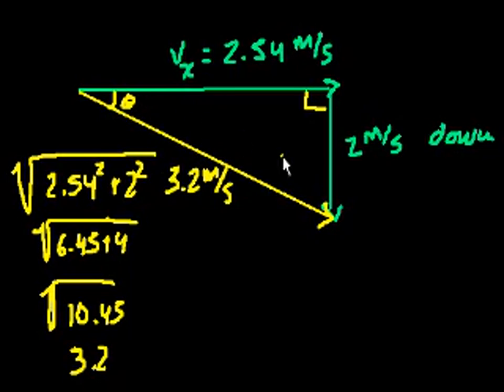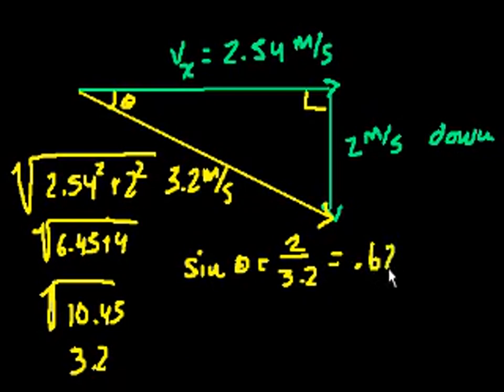And we could use really any of the trig ratios because we know all of the sides. So let's use one that you feel comfortable with. Well, let's use sine. So sine of theta is equal to what? SOHCAHTOA. Sine is opposite over hypotenuse. So the opposite side is the y direction, so that's 2 over the hypotenuse, 3.2. So 2 divided by 3.2 is equal to 0.625.